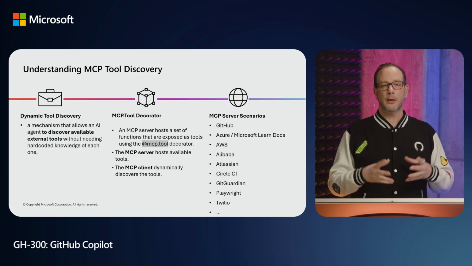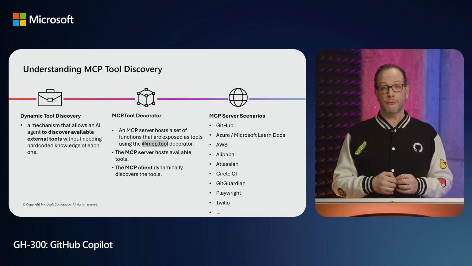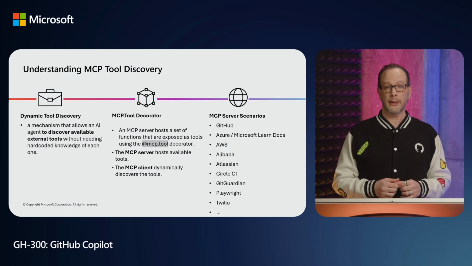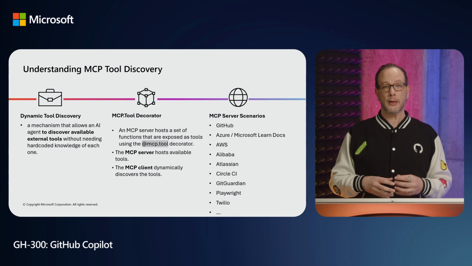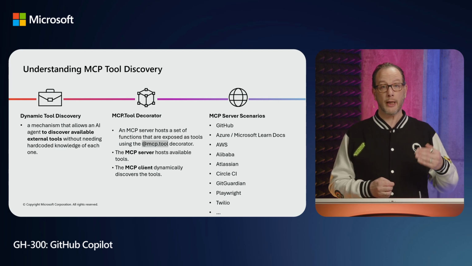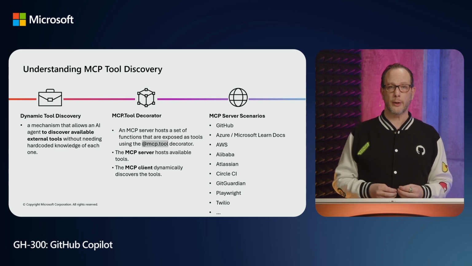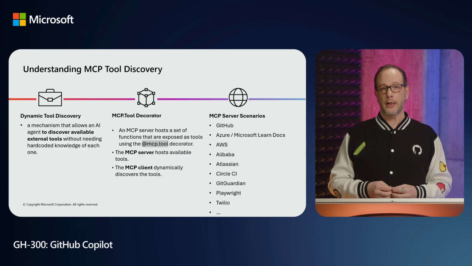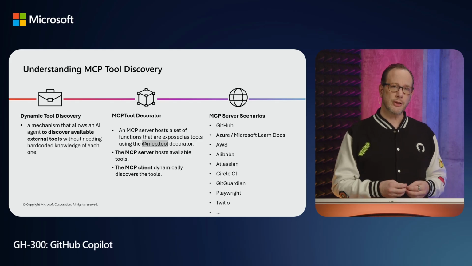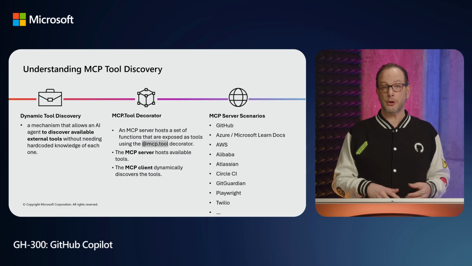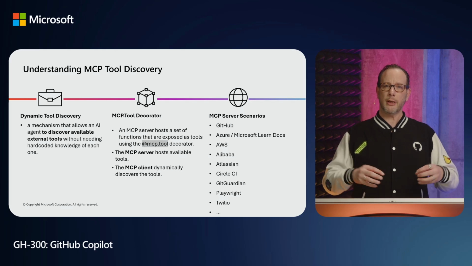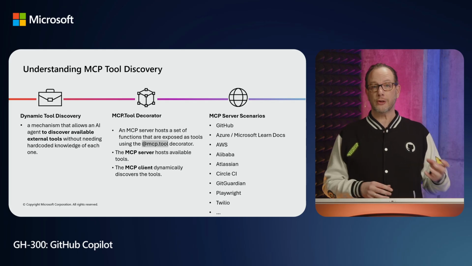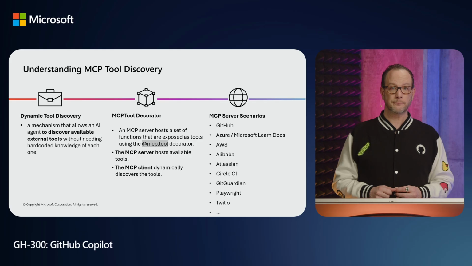Specifically on this slide, we explain how tools become available to Copilot through dynamic discovery. Instead of hard-coding integrations, Copilot can discover tools exposed by MCP servers using decorators. The key advantage is scalability. New systems like GitHub, Azure Documentation, or even third-party platforms outside of Microsoft can be added without rewriting logic. This makes agent mode adaptable as tools and ecosystems are evolving.